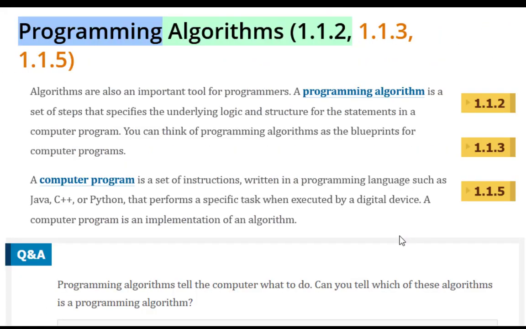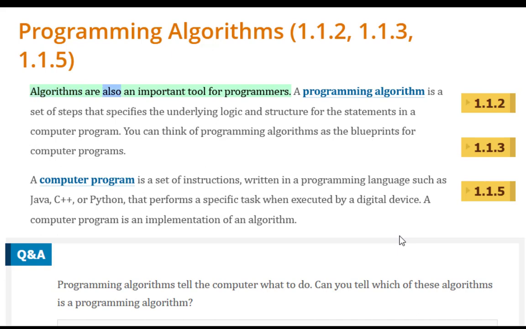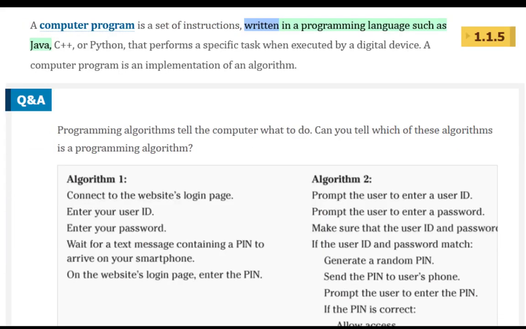Programming algorithms. Algorithms are also an important tool for programmers. A programming algorithm is a set of steps that specifies the underlying logic and structure for the statements in a computer program. You can think of programming algorithms as the blueprints for computer programs. A computer program is a set of instructions, written in a programming language such as Java, C++, or Python, that performs a specific task when executed by a digital device. A computer program is an implementation of an algorithm.